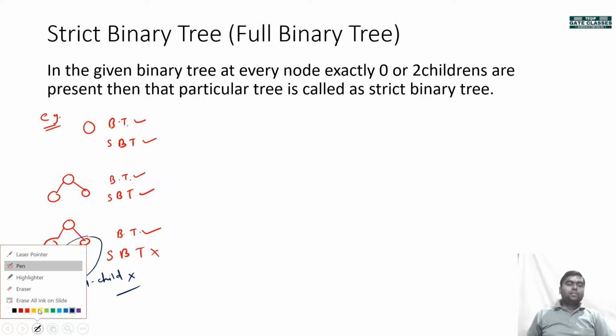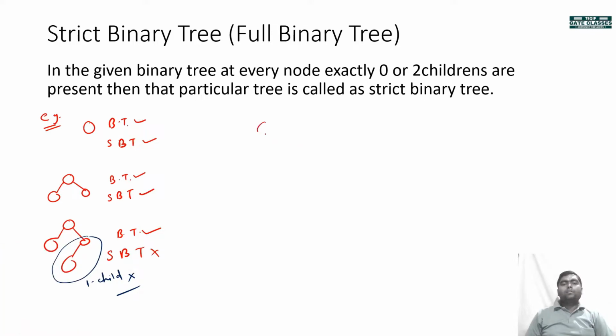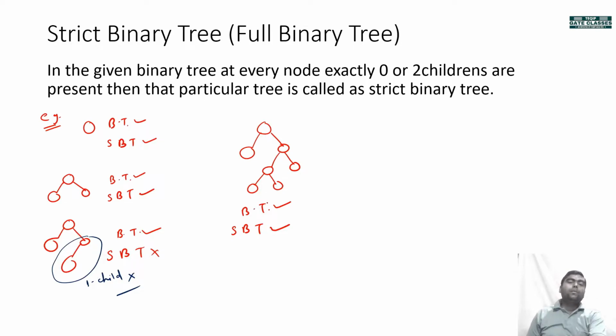Let us take one more example. Say, like this, and this node is having two children, and further let us assume this node is having two children. This is a binary tree, and also it is a strict binary tree or full binary tree, because if you check each and every node, there are either zero children or two children. At this node there are two children, this node zero, this node two, this node two, and these two are zero. So it is satisfying the condition of a strict binary tree. I hope that this is clear to you, strict binary tree as well as full binary tree.